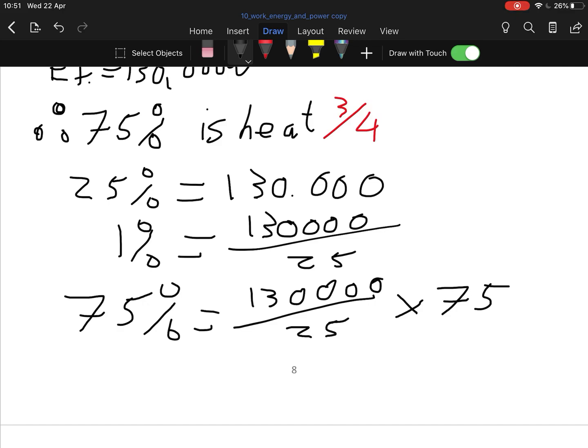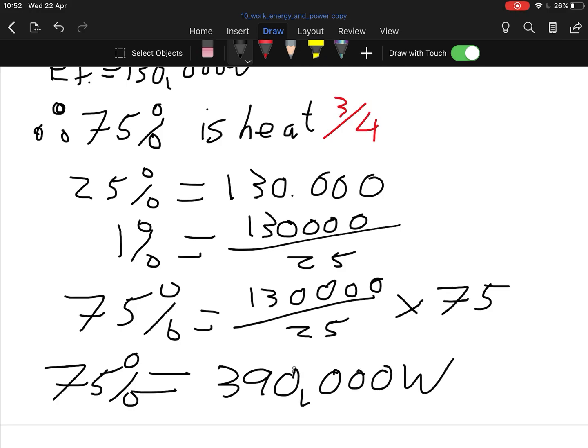So if it doesn't work out, like let's say it was 28% efficient, therefore it was 72% inefficient, not nice round numbers. This is how you do it. 25 equals 130,000, so 1 equals 130,000 divided by 25. 75 is 130,000 divided by 25 multiplied by 75. That should give you an answer: 390,000 watts. And that's it. That's how you work out the percentage efficiencies.